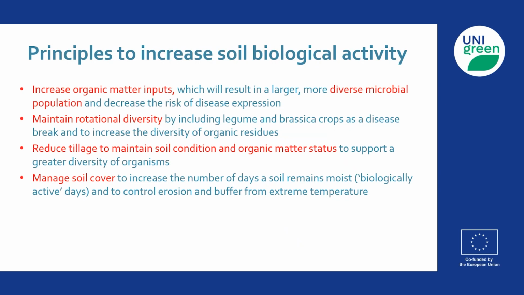Okay, these are the principles to enhance soil biological activity and enhance control of diseases and pests. Let's summarize the principles to increase soil biological activity. Increasing organic matter inputs will result in a more diverse microbial population and decrease the risk of diseases. Maintain rotational diversity, including legume and brassica crops, to break the disease cycles and to increase the diversity of organic residues. Reduce tillage to maintain the condition of the soil and organic matter status to support greater diversity of organisms, and manage the soil cover to maintain moisture.